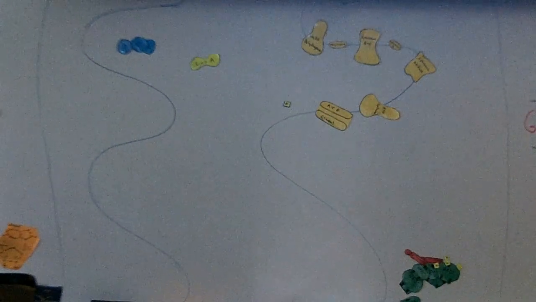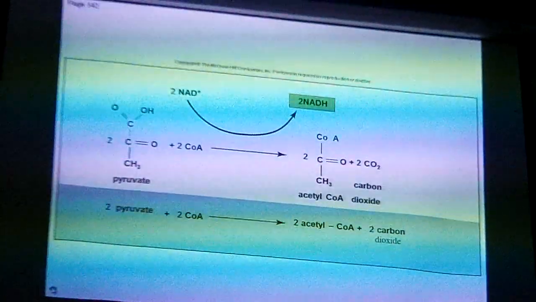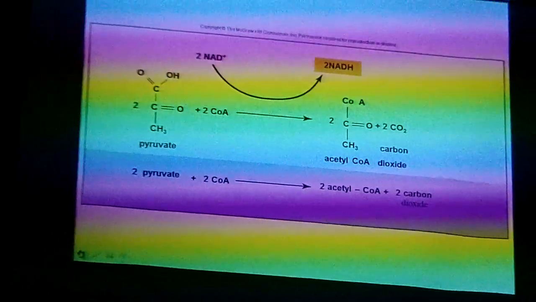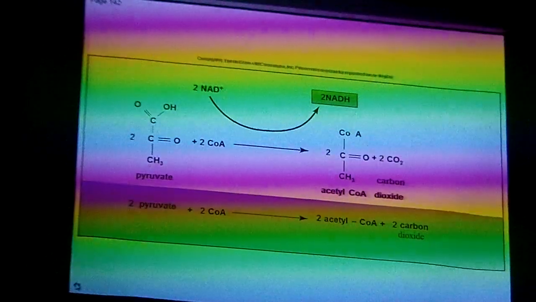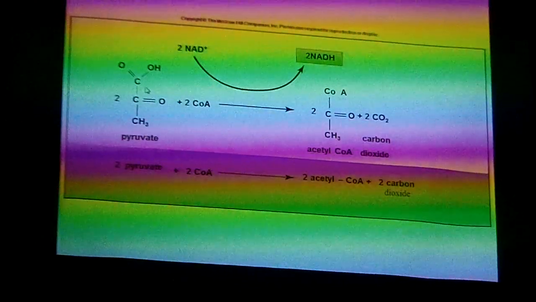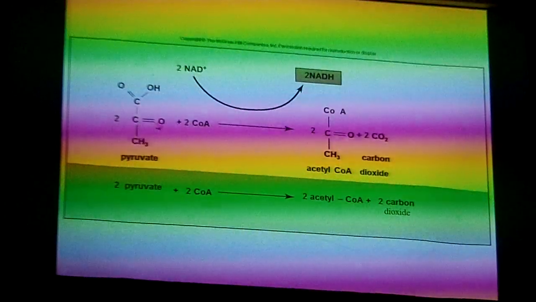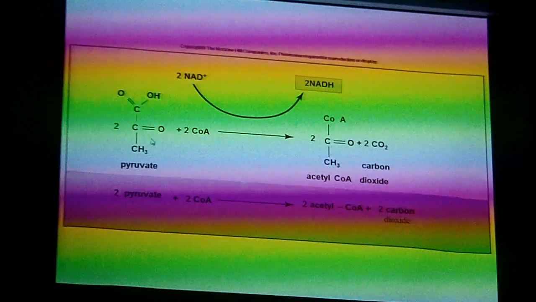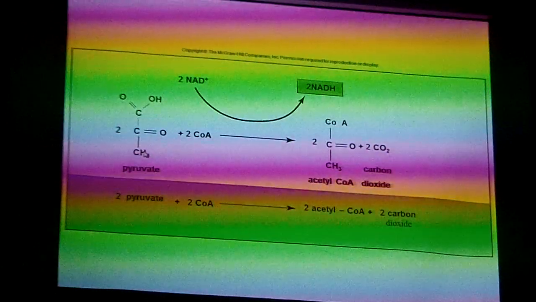Where's my prep reaction? Here it is. You see page 142? The prep reaction is basically this. The pyruvate, which it shows right here, see how it's a 3-carbon molecule? C, 3 carbons. There's also some hydrogens and oxygens stuck on it, which I don't want to show you. That's okay with y'all.